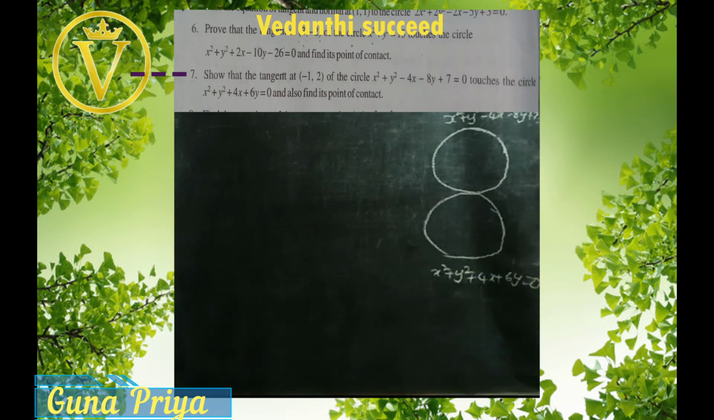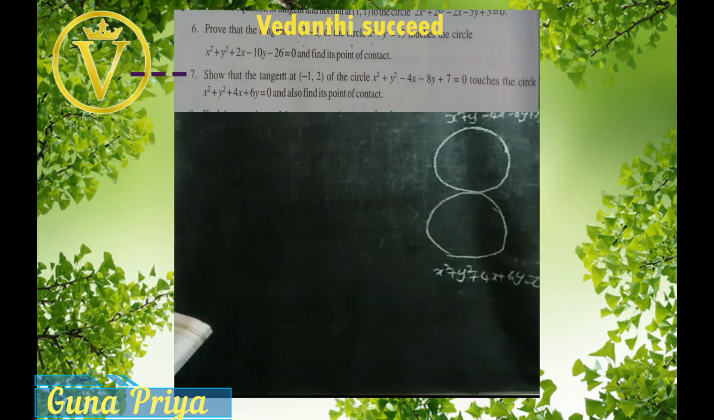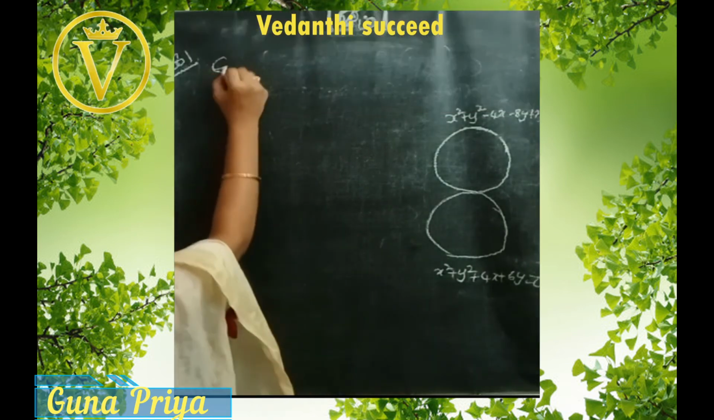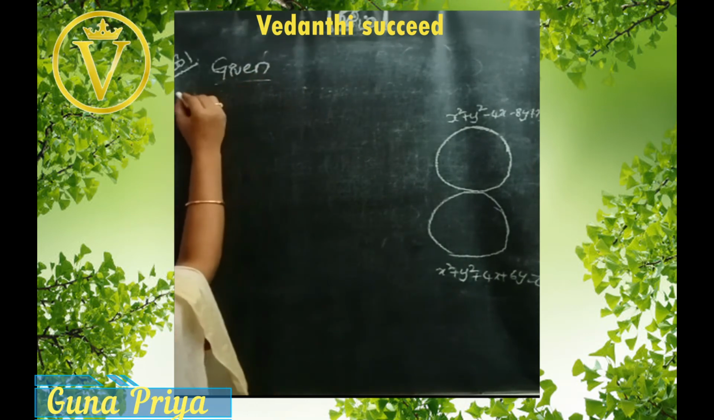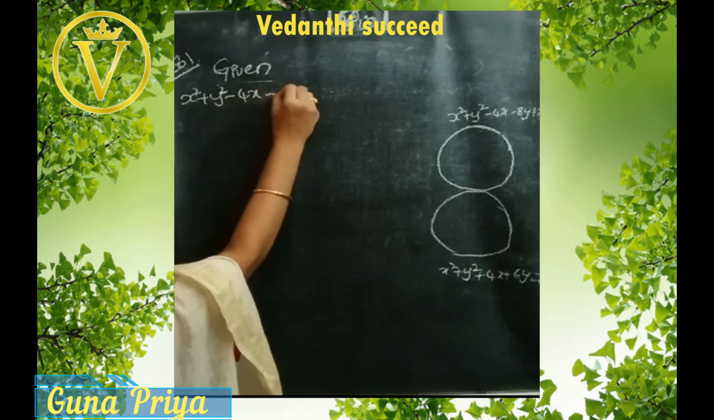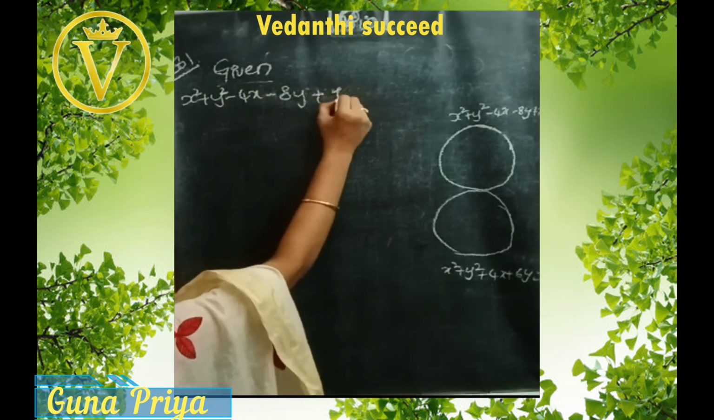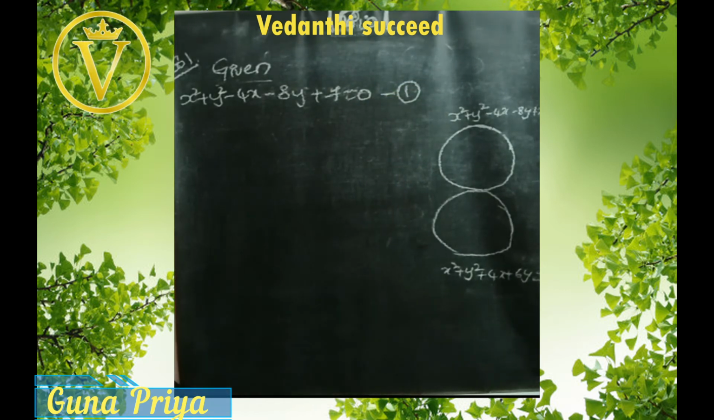Okay, this is the second circle question. First I have to write the given. The first equation is x square plus y square minus 4x minus 8y minus 7 equals 0. This is the first equation. From the first equation, what do we have to find out?